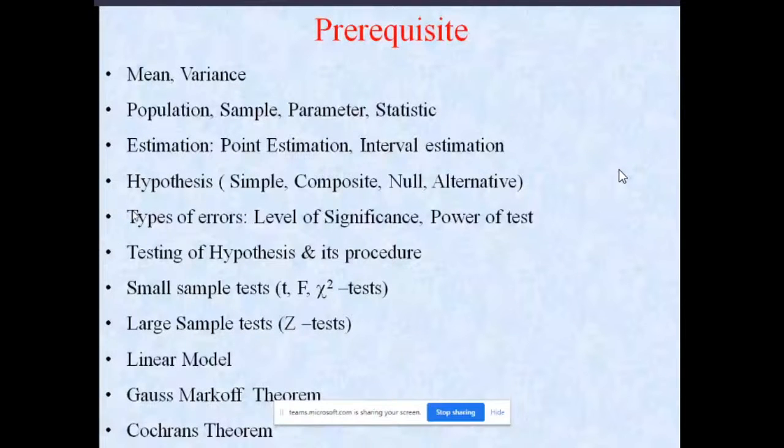Now there are so many tests: the small sample test and large sample test, and t, F, and chi-square. But whatever the tests, our analysis of variance comes under the F test.